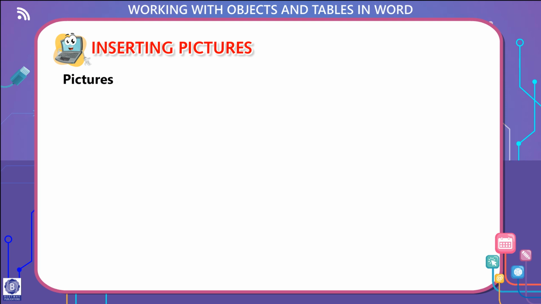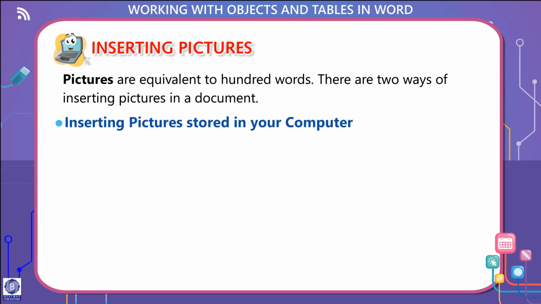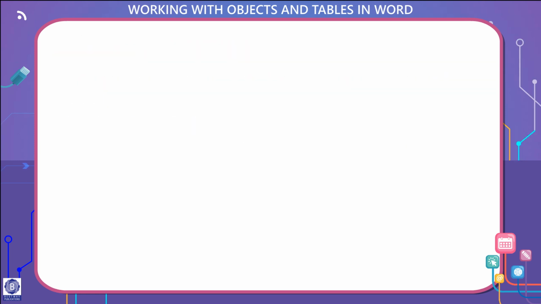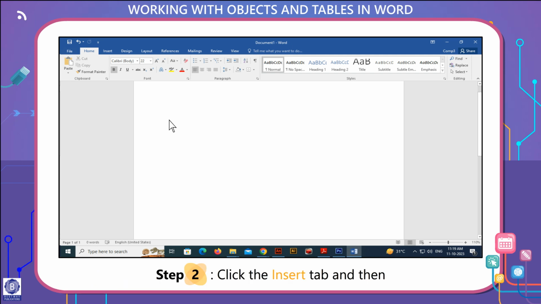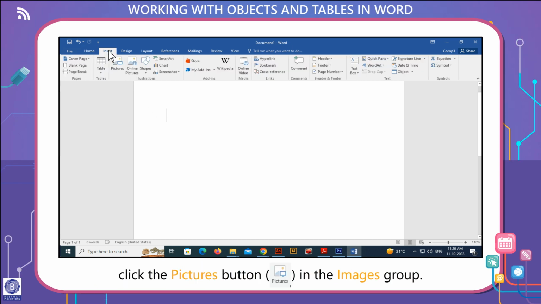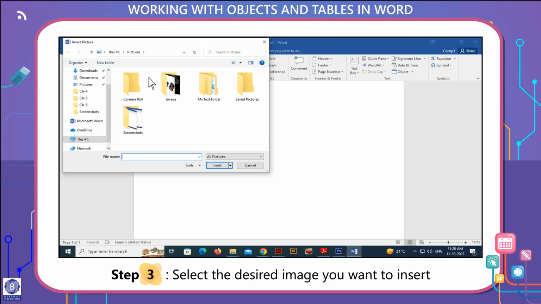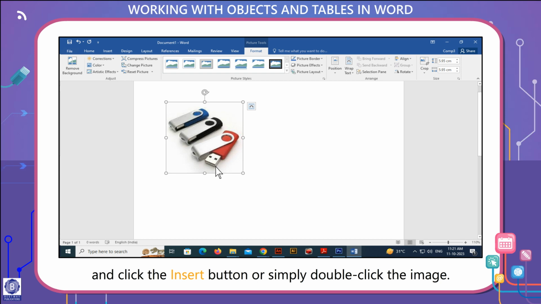Inserting pictures. Pictures are equivalent to 100 words. There are 2 ways of inserting pictures in a document. Inserting pictures stored in your computer. To insert a picture file stored in the hard disk of your computer, follow these steps. Step 1. Place the cursor where you want to insert a picture. Step 2. Click the Insert tab and then click the Pictures button in the Images group. The Insert Picture dialog box appears. Step 3. Select the desired image you want to insert and click the Insert button or simply double-click the image.